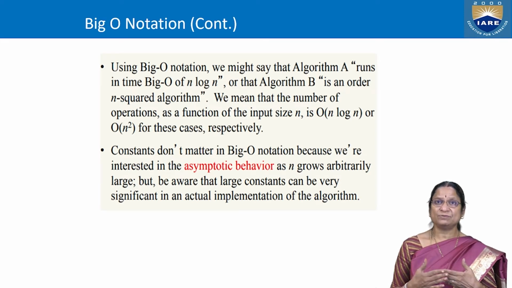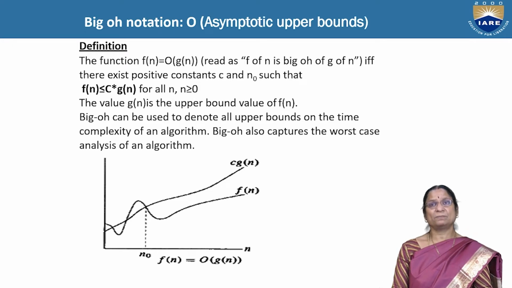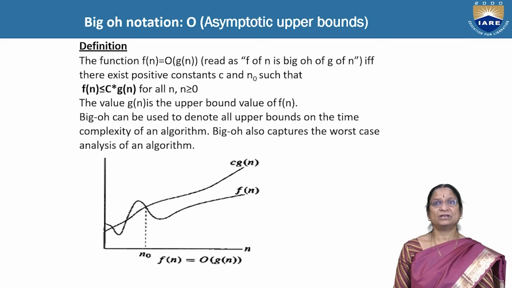Asymptotic means, as we discussed, continuous growth. As n grows arbitrarily large, we are aware that large constants can be very significant in the actual implementation of algorithms. In such cases, this big O is going to be represented. So that's why our notation is asymptotic. We will call big O the asymptotic upper bound. Asymptotic upper bound means we will fix that particular value; more than that, for the time complexity or any analysis of that algorithm, is not possible actually.